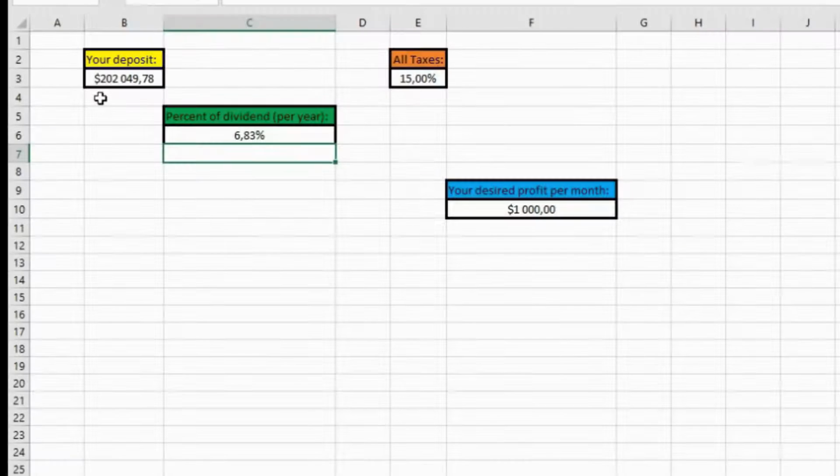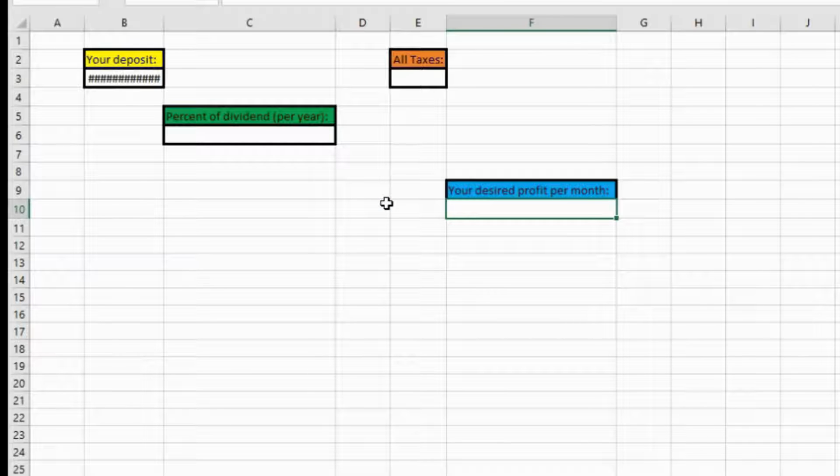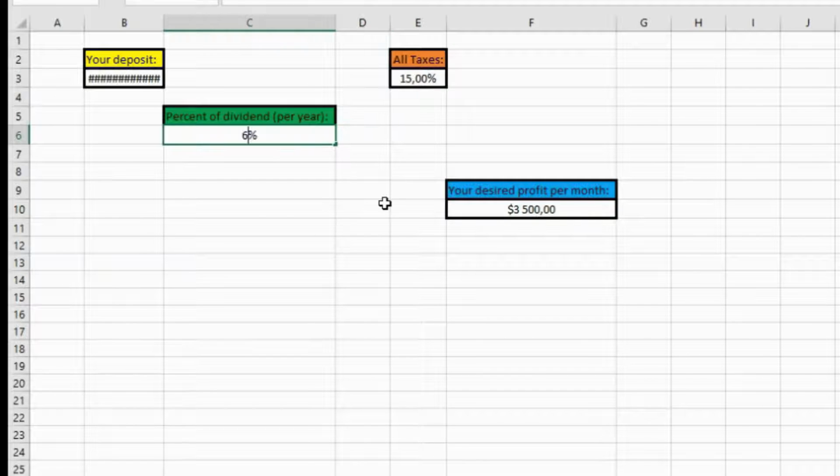Second person, now let's say that we are the person who has a wife who works and 2 children who are students. We're living in our own house and we don't have any debts. It means that our expenses are middle. Let's say that we need every month profit $3,500 and our taxes are 15% and the average dividend yield is 6.83% per year. So yeah, here's the second result.